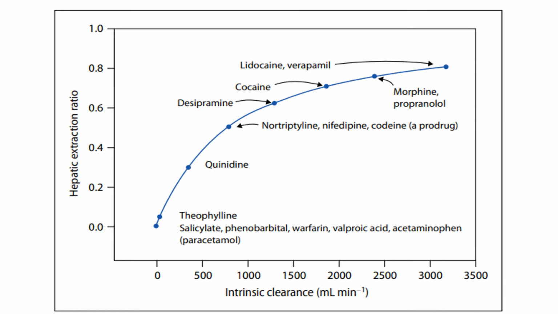These pictures show some examples of drugs with high intrinsic clearance. Here you can see the hepatic extraction ratio. For these drugs, lidocaine and cocaine, the hepatic extraction ratio is quite high, and so the overall bioavailability will be less for these drugs.